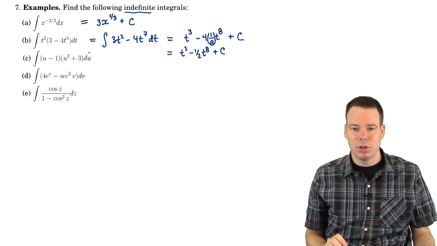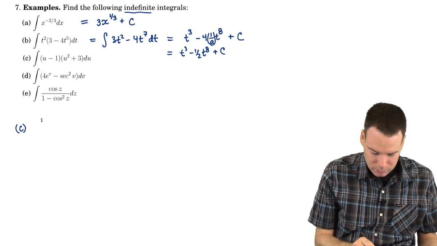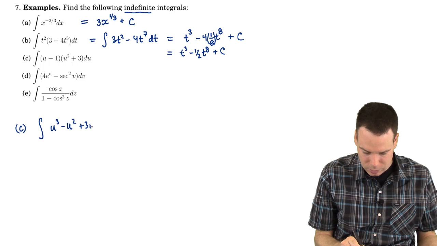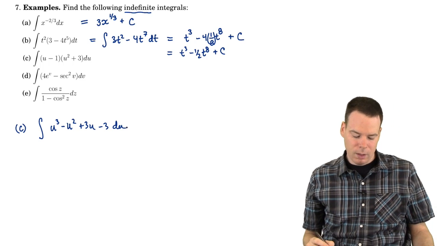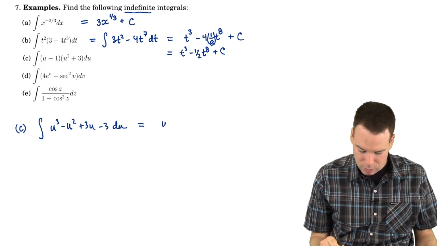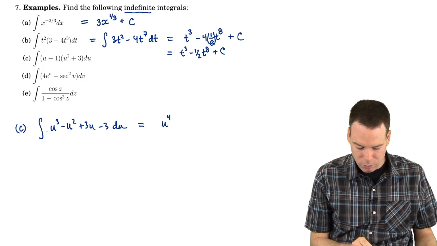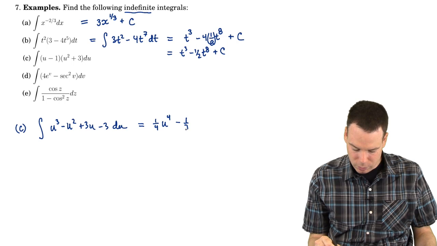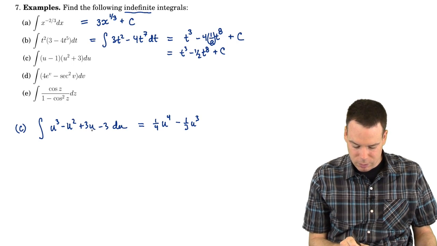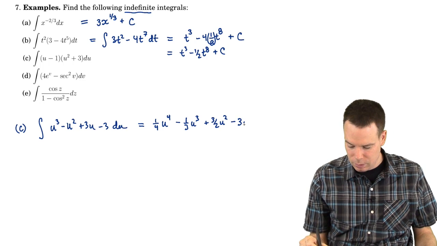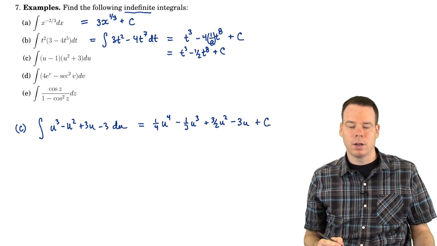Try it for yourself. Pause the video, give it a shot. Okay, let's have a look. So I'm going to expand it out: u cubed minus u squared plus 3u minus 3 du. And now I'm going to go to work on each piece. The antiderivative of u cubed has to be u to the 4th. The coefficient is a 1, so I have to make sure that I stick a 1/4 in front. And then I get a minus 1/3 u cubed. The antiderivative of 3u is 3/2 u squared, minus a 3u plus our constant of integration, c.